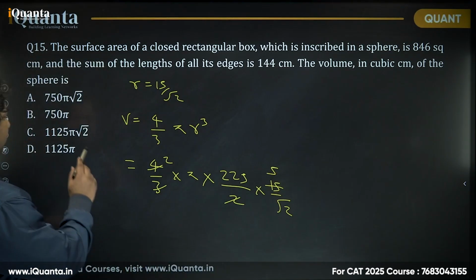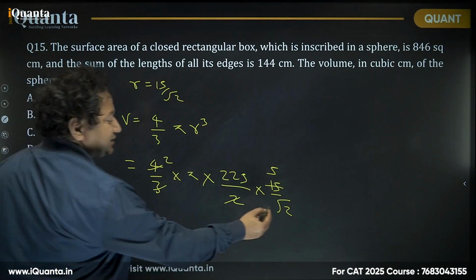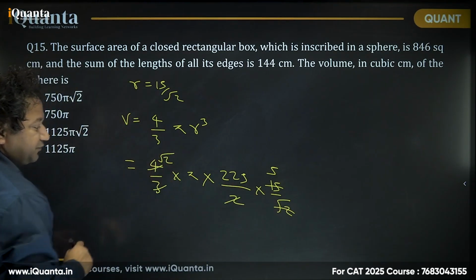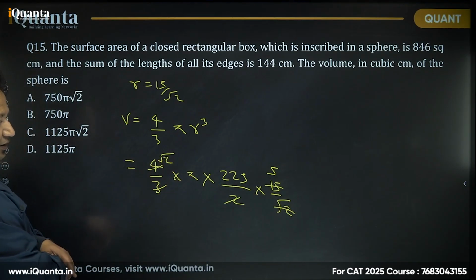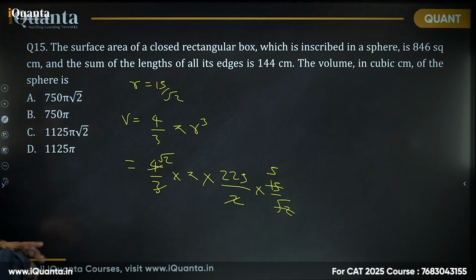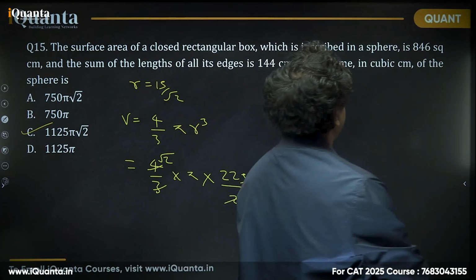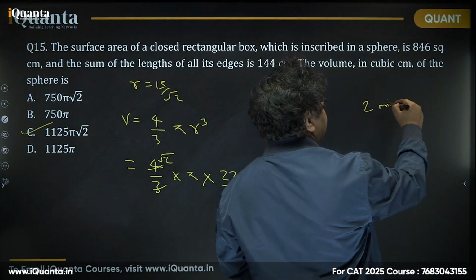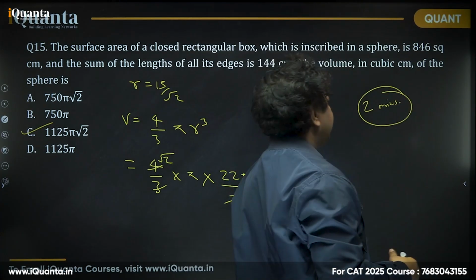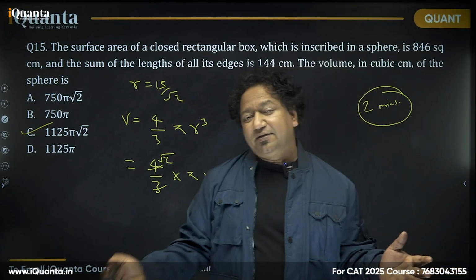Here you see root 2 in the numerator, not in the denominator. So I can cancel this root 2 with this root 2 now. So 225 into 5 is how much? It's 1125 pi root 2. Option C. This question will require 2 minutes to be solved. It requires some imagination and obviously very common algebraic and geometrical formulae.